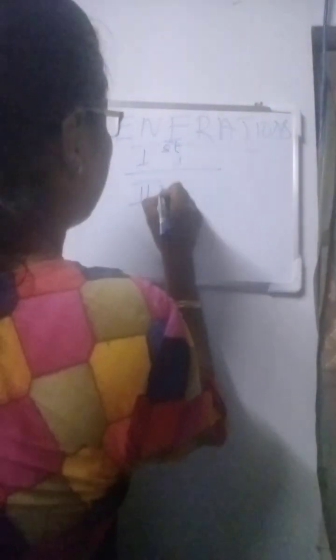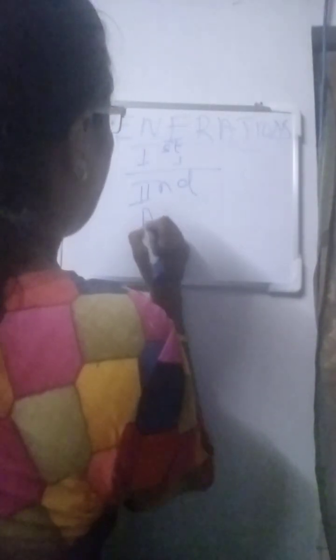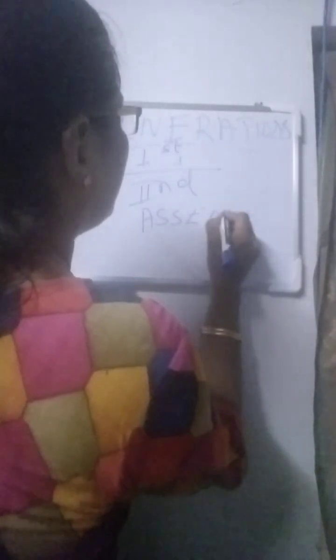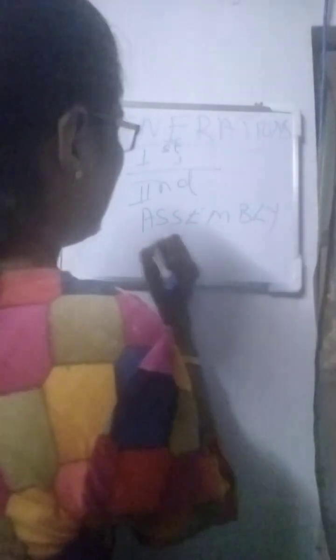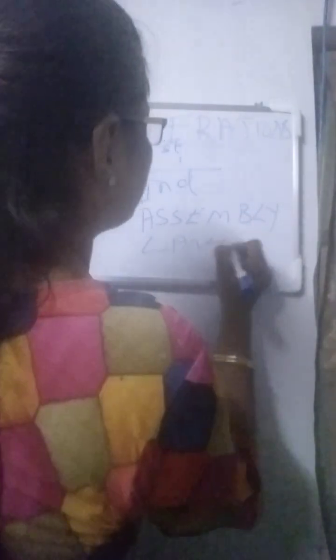Second generation language is called as assembly language. Assembly language works according to mnemonics. Certain instructions, certain codes of instruction known as mnemonics. Assembly language.